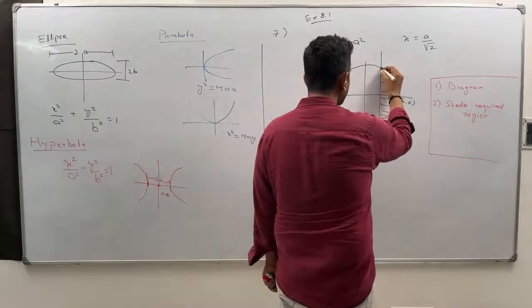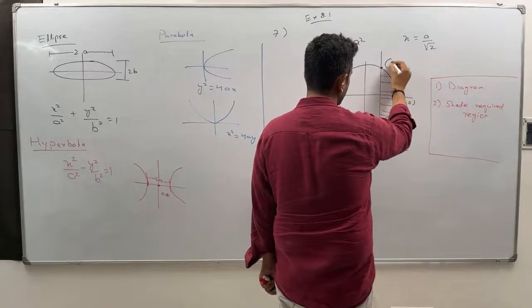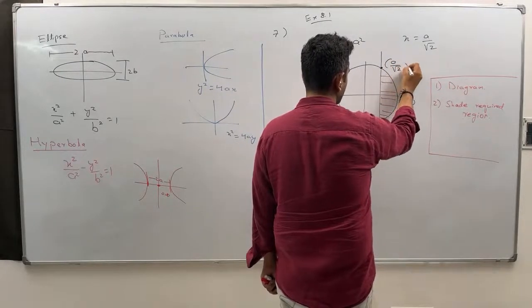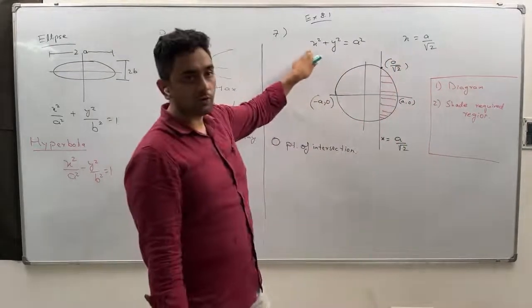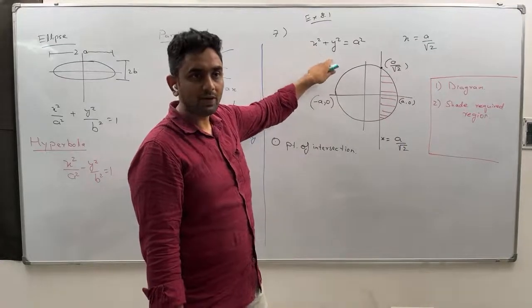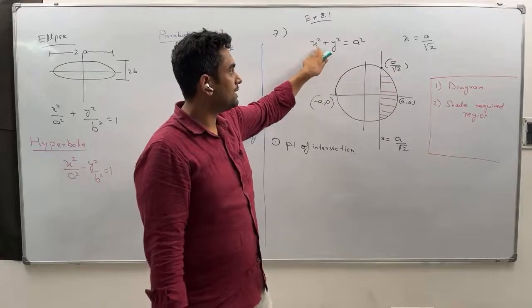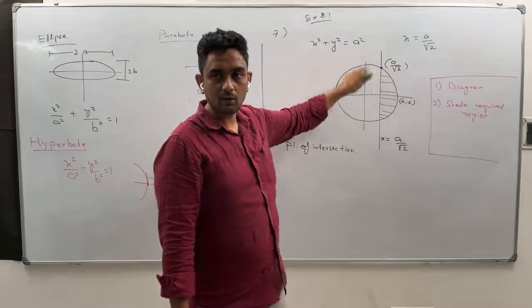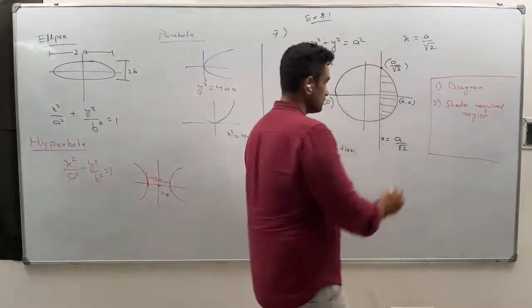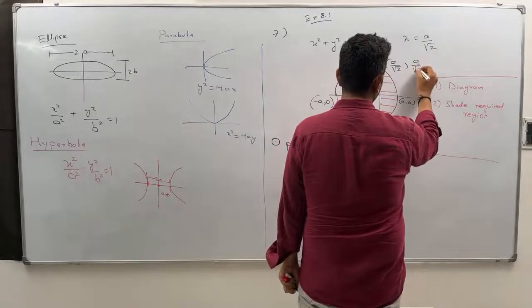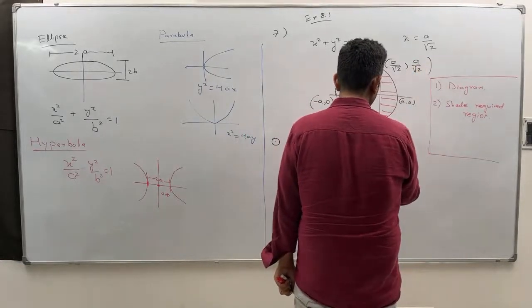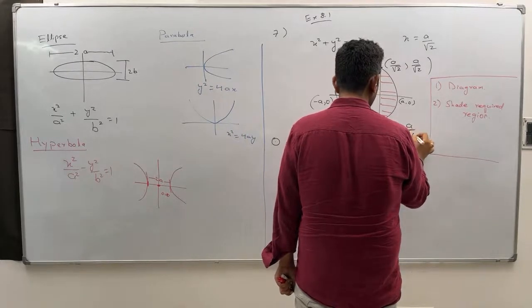So you need not find the y coordinate over here, but it's good practice that you find it out. If x equal to a by root 2, put it over here. So what will be y? Y will also be a by root 2. You get a square by 2 plus y square equal to a square. So y square will also be a square by 2. Similarly, this point over here will be a by root 2 comma minus a by root 2.